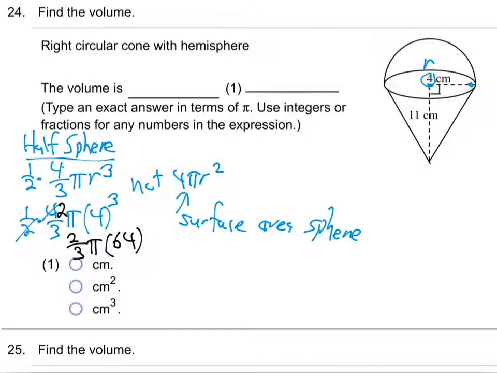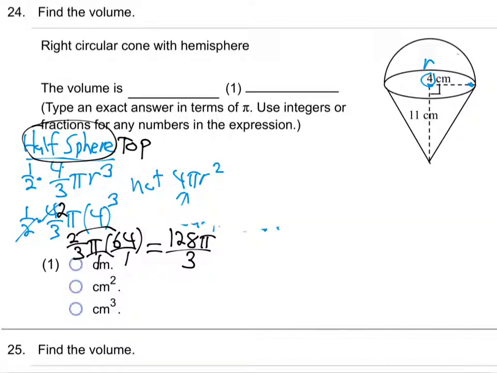Okay, and now what do we do with that? Well, this 64 is over 1, right? Anytime a whole number is interacting with a fraction, put it over 1. Multiply the top, 2 times 64, 128 pi. The pi is over 1 also. Pi goes in the top, over 3. So that's just for the half sphere on the top. 128 pi over 3. Now, let me get rid of this. Okay, so that's the volume of the half a sphere on the top. Now we're going to go for the volume of the cone.